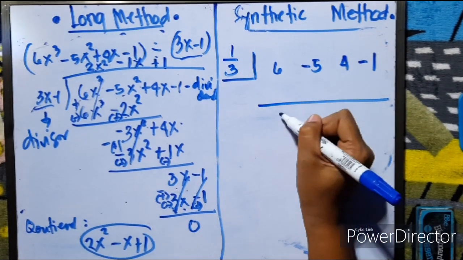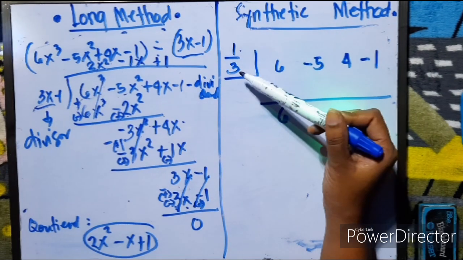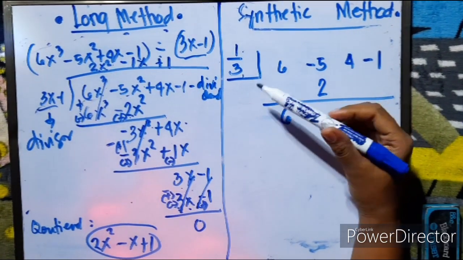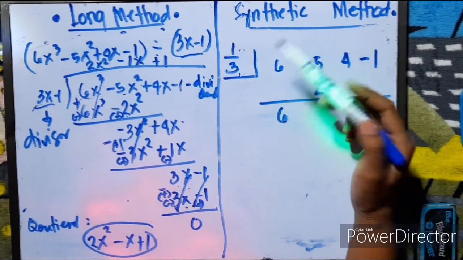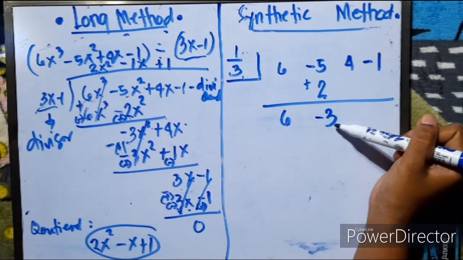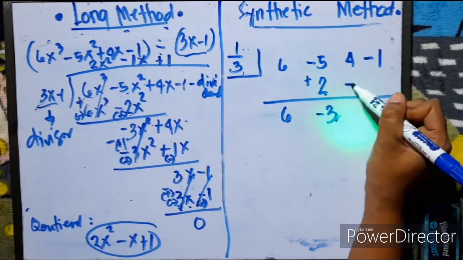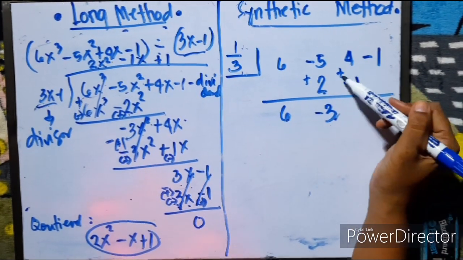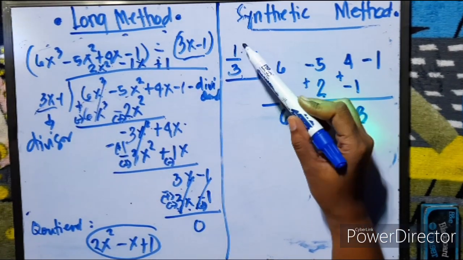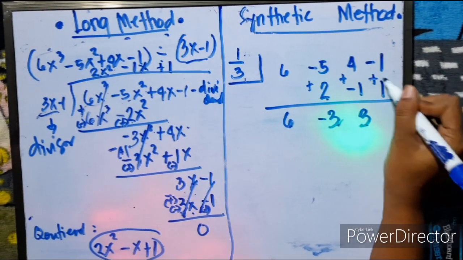We have here, bring down 6. 6 now, multiplied to our numerator 1, that is 6, divided by 3, ang answer kay 2. Again, 6 times 1 is 6, divided by 3, that is 2. Add negative 5 plus 2, that is negative 3. Negative 3, again, times 1, that is negative 3, divided by positive 3, ang answer kay negative 1. Add again, 4 plus negative 1 is positive 3. Then, 3 again, multiplied by positive 1 here is 3, divided by 3, the answer is positive 1. Add, that is 0.